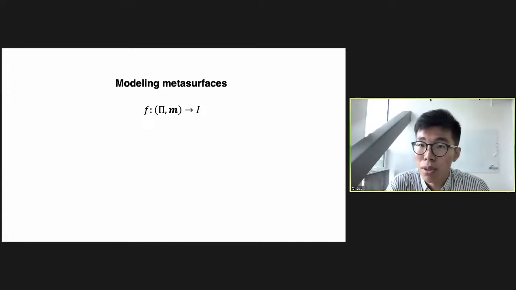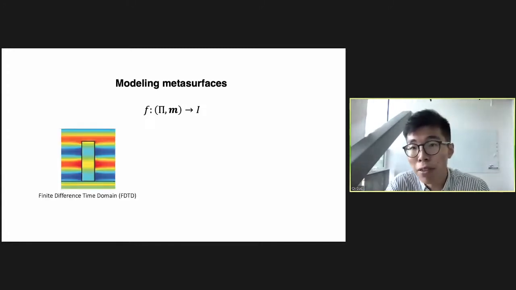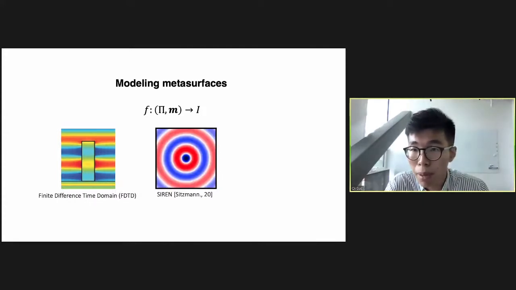So one research question here is, what would be a good model F? People have used numerical solvers of Maxwell's equations such as FDTD or RCWA. These physical methods are accurate, but are usually slow in computation. Recently, people have also developed computational representations of implicit functions, for example, the SIREN that can be used to solve wave equations.